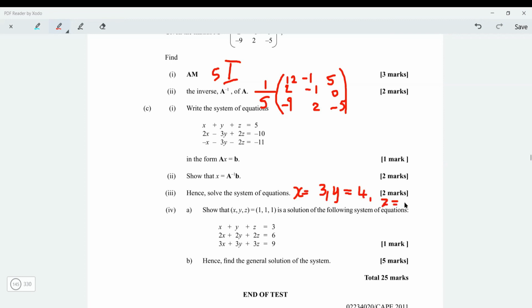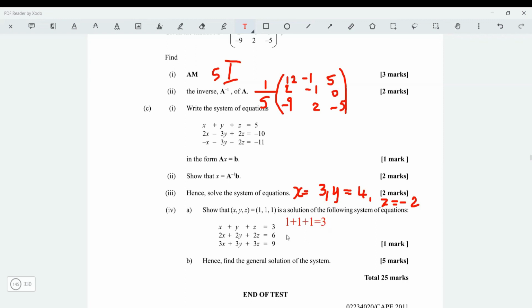2 marks for that? That's crazy. Now they say show that 1, 1, 1 is a solution of the following system. To show that 1, 1, 1 is a solution, all I need to show is that it satisfies all the equations. If you look at it, 1 plus 1 plus 1 ends up equal to 3.